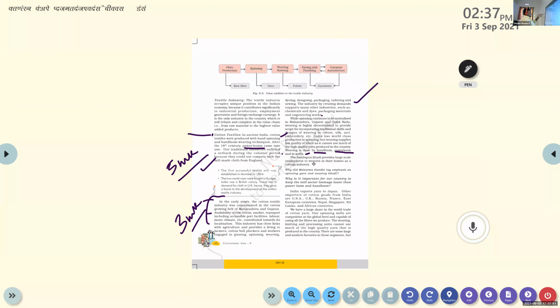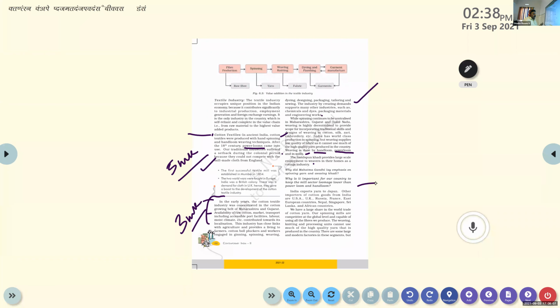Okay, so we got 2 questions here. One is write or explain the cotton textile industry in India, and the other remark question is here. Why is the cotton textile industry localized in Maharashtra and Gujarat? Maharashtra and Gujarat.